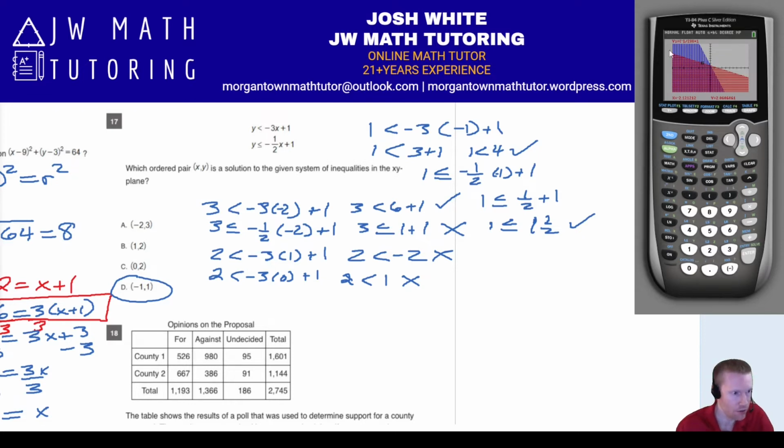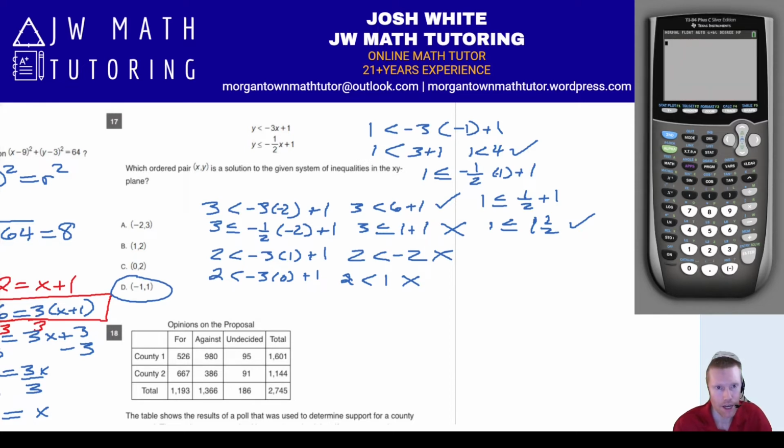And 1.2 would be, again, somewhere right around here. That is not in the shaded region. 0.2, again, would be right here, not in the shaded region, but negative 1.1 is going to be in the shaded region. So that's just an alternate way you could solve this problem by using a graphing calculator, and you might find it quicker than the other method.